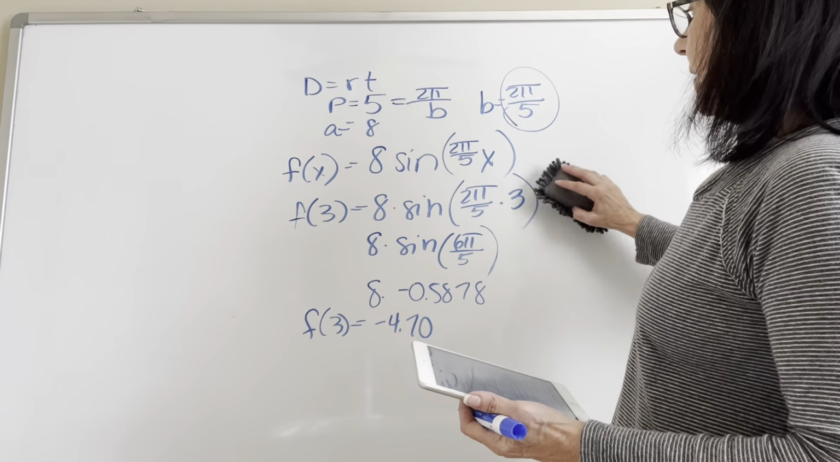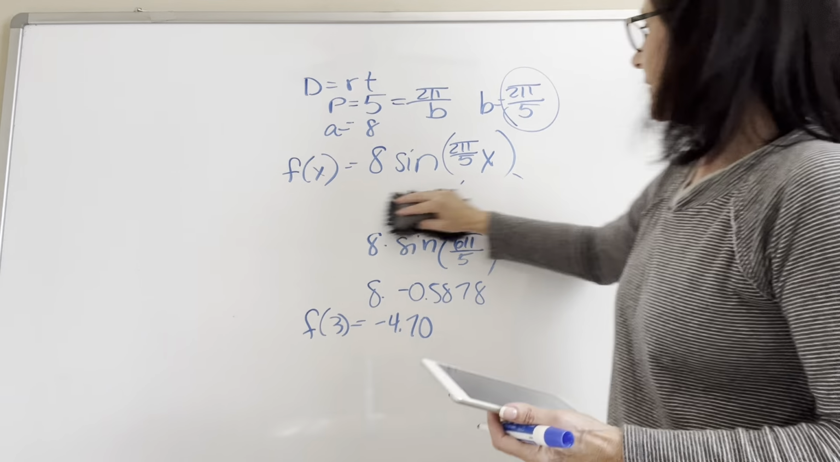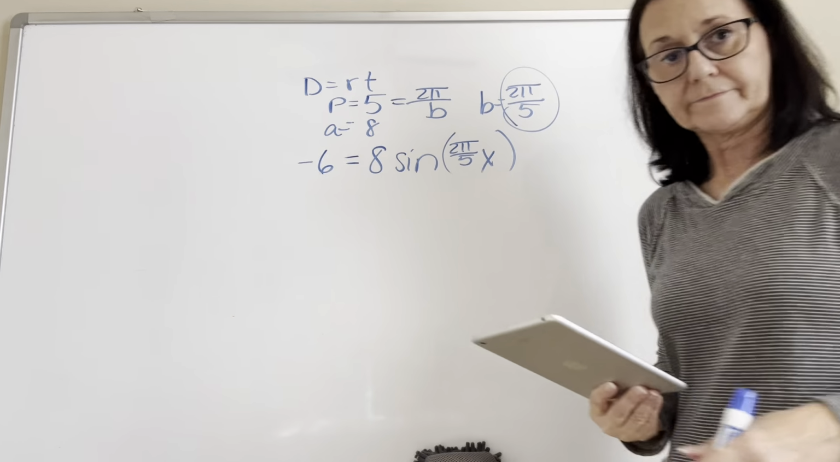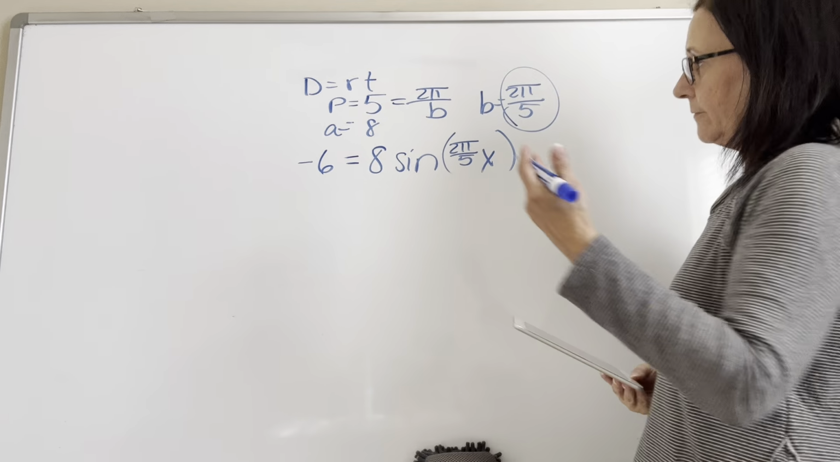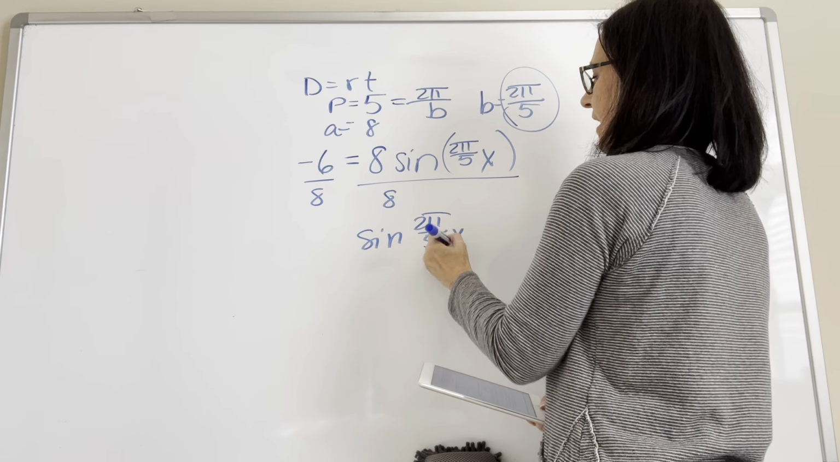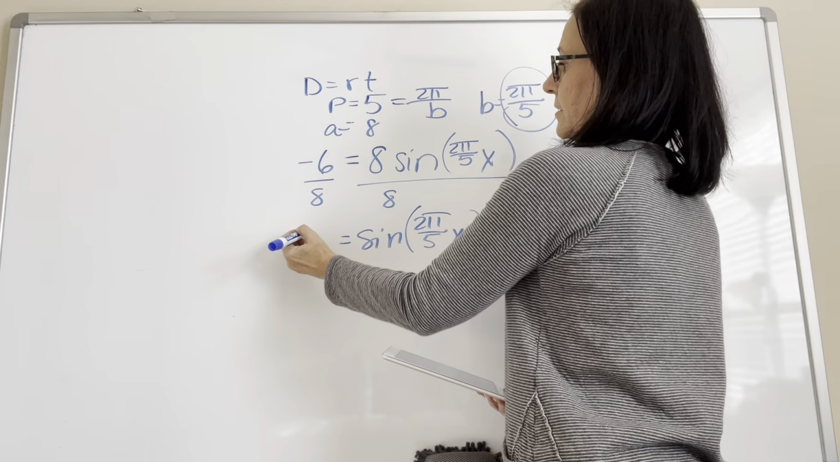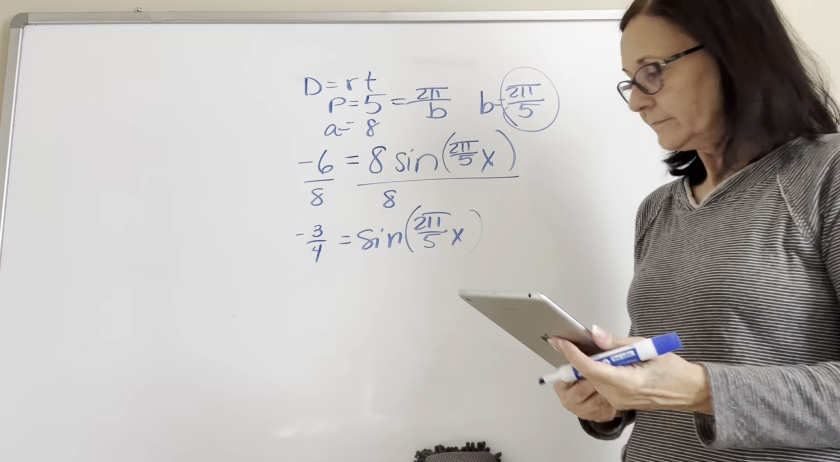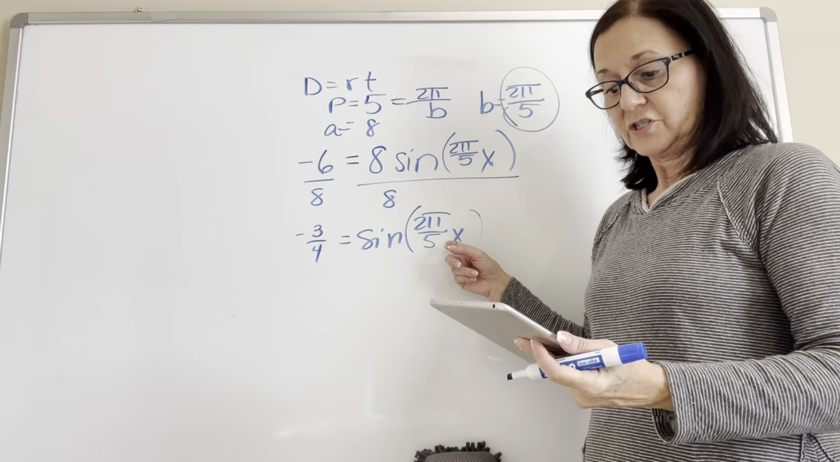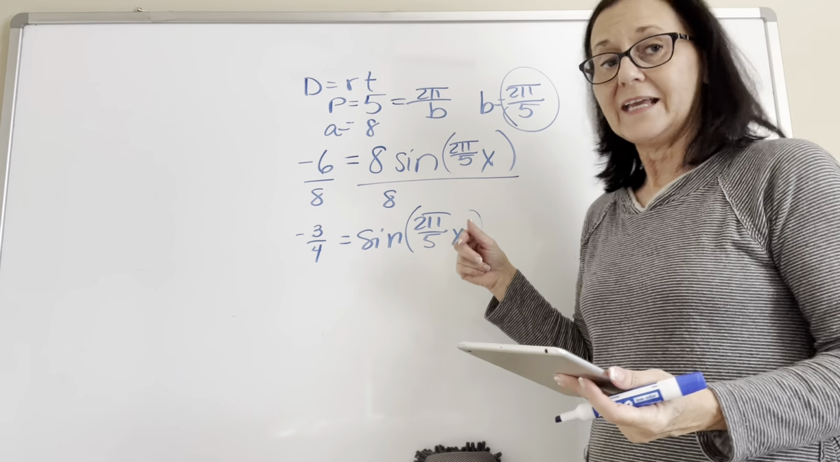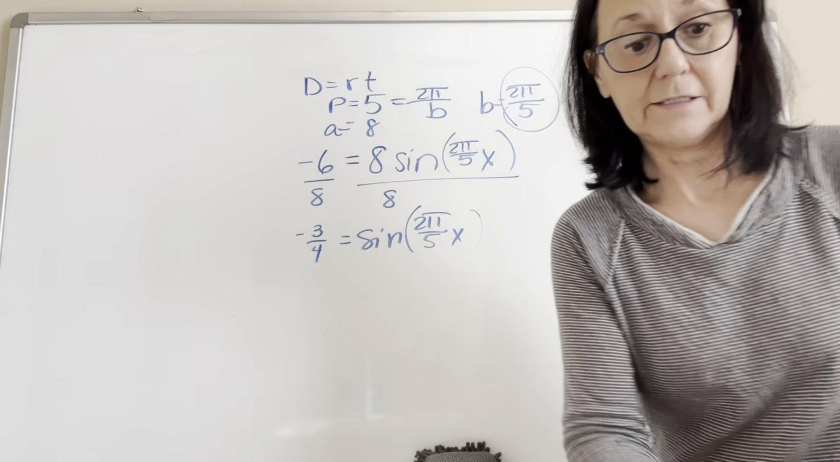All right, so I'm going to go back here. Now we're solving for the x value. It's going to give me the y value equals negative 6. All right, so we're going to do the same thing. We're going to divide by 8 on both sides. So we have the sine of 2 pi over 5x equals, 2 goes into both of those, negative 3/4. All right, now we're solving for x here. So I'm going to do the inverse sine.